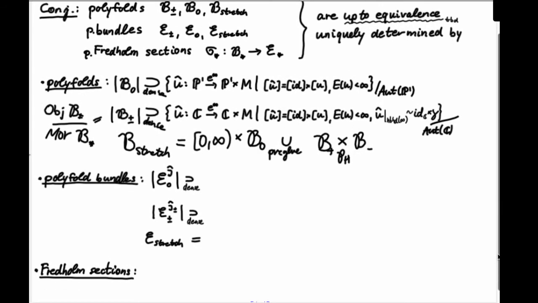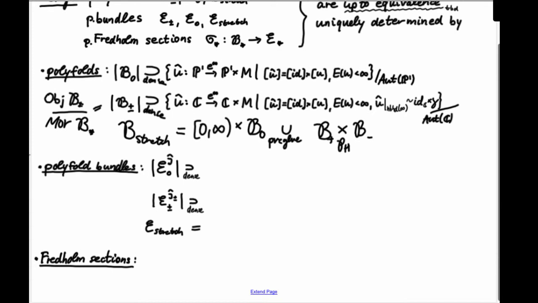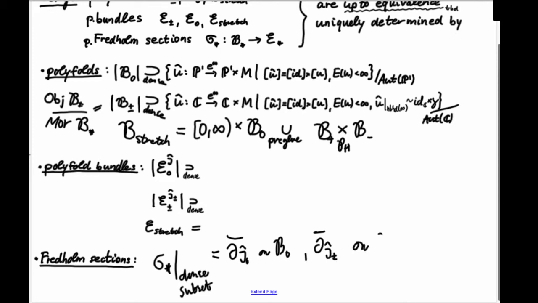So if we can make our polyfolds like this, I have a vague idea of what my Fredholm sections should be. Right? Namely, my section on the dense part that I've given there should better be my d-bar operator. Well, d-bar J hat 0 if I'm on B0, or d-bar J hat plus minus, the PSS perturbed J's, on the PSS spaces.